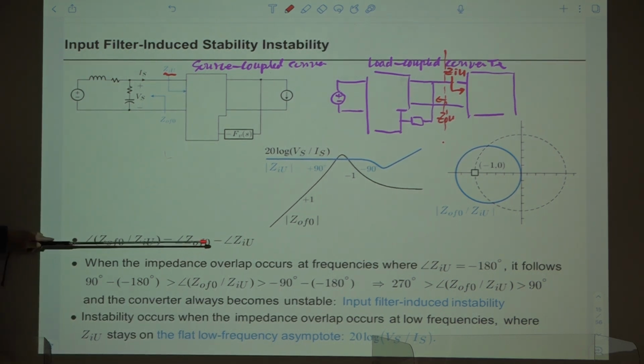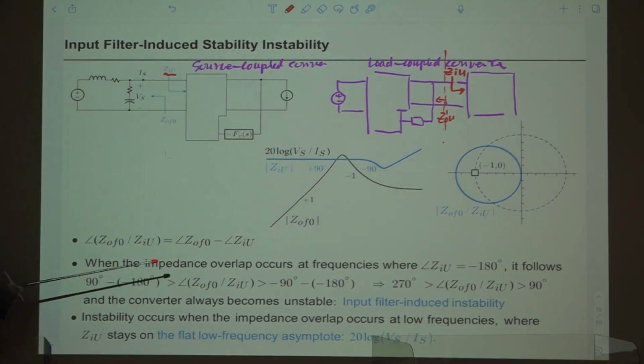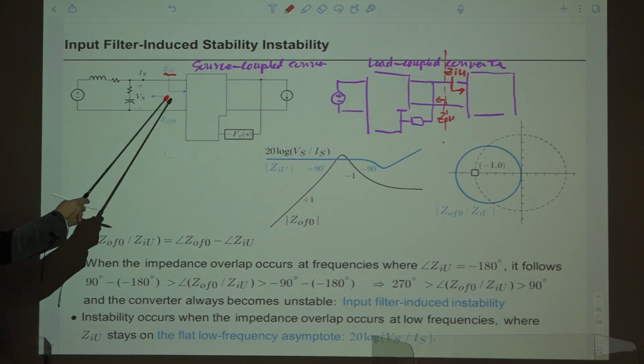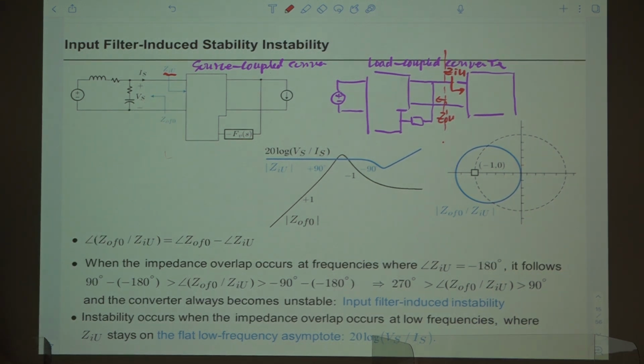So here, we need to investigate the phase characteristic of this converter. So this minor loop gain defined here is TMN. Let me write down TMN here.